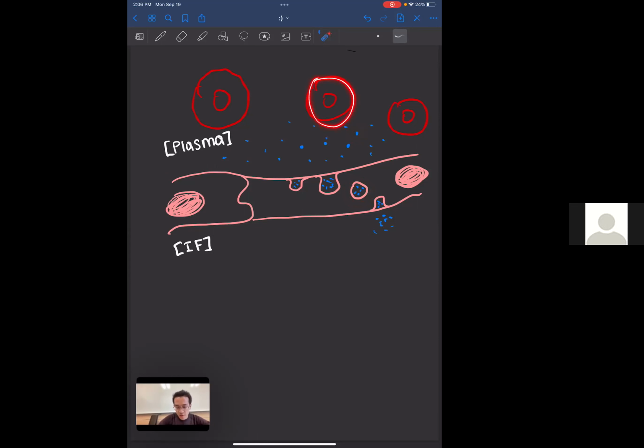Here you can see that we're in the plasma, so you can see these red blood cells, and these are the plasma proteins. So when proteins need to be transported across, they first go through a process called endocytosis, where they create the vesicles. And then once they go to the other side, using the microtubules that make up the cell's cytoskeleton, they're able to fuse onto the other side, and they're able to expel the proteins into the interstitial fluid.